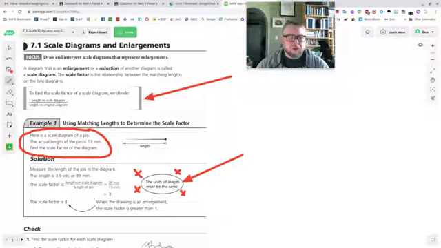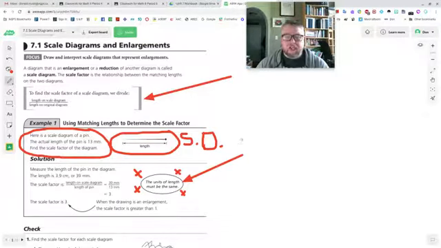And so you would take the length of the scale diagram, which is right here, and we're just going to put SD for short, for scale diagram. And then we have the actual length of the pin, which is 13 millimeters. So we divide the two, and we get an answer of 3. So 39 divided by 13 is 3. We get a scale factor of 3.